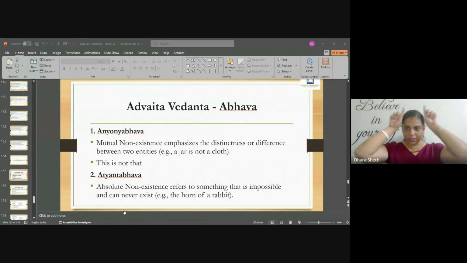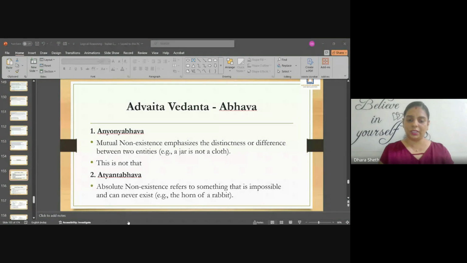Atyanta abhav is absolute non-existence of something which can never exist. Rabbits do not have horns. So the horn of a rabbit cannot exist. This is an example that they give in Atyanta abhav. You need to memorize it.